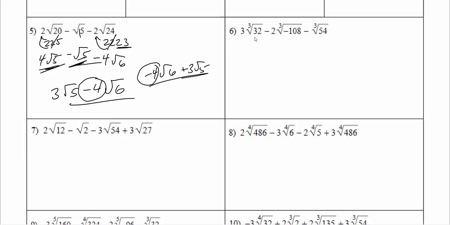Number 6, 32 can be written as 2, 2, 2, 2, 2, 5 of them. So I have 3, so I got to pull 1 out, cross, cross. Negative 108, remember the negative can go out, right, because it's an odd index. So 108 is 2, 2, 3, 3, 3. So I need 3 of something, so the 3 can pop and the other 2 get crossed off. And then 54, what is that? Well, that is 2, 3, 3, 3. So one of the 3's goes, the other 2 get crossed off.